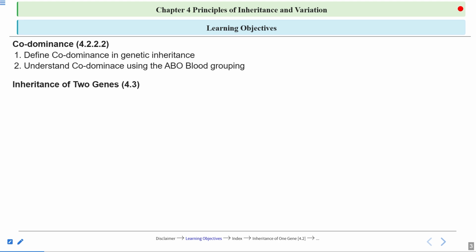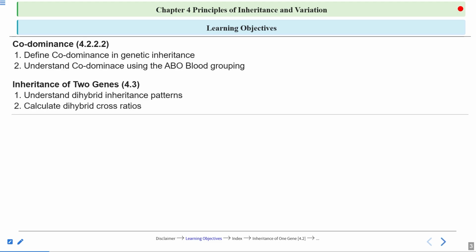Then we'll talk about inheritance of two genes. Within this, we'll be talking about the dihybrid cross. So we will understand the dihybrid inheritance pattern. What is a dihybrid cross? A cross between individuals which differ in two traits, or which differ in two genes, is known as a dihybrid cross. And then we'll also calculate the dihybrid cross ratio. So here we'll be talking about the phenotypic and the genotypic ratios that we get in the dihybrid cross.